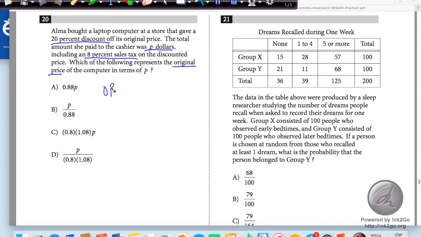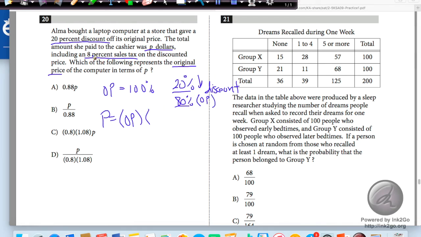So the original price is going to be essentially 100% of the original value. But P is what she's paying altogether. So she's going to be paying something based upon the original price of that value. And the 20% discount is going to signify the fact that she's going to have 80% remaining out of that. So if I have a 20% discount, that means that I have 80% remaining from that value, right? 80% remaining of my original price.